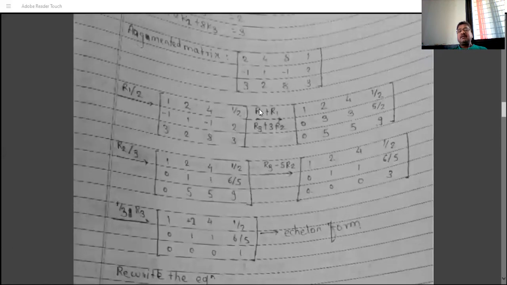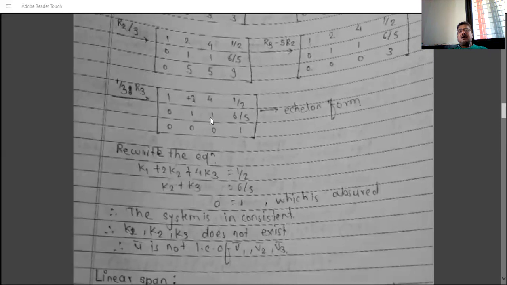So this is an echelon form. Someone may have a different echelon form; it depends on the calculation. But after rewriting the equation, we have K1 plus 2 K2 plus 4 K3 is equal to 1/2, and then K2 plus K3 is equal to 6 by 5, and lastly we have 0 into K1 plus 0 into K2 plus 0 into K3, which is 0, equal to 1. This is absurd, which is impossible. 0 is equal to 1, and therefore the given system is inconsistent.